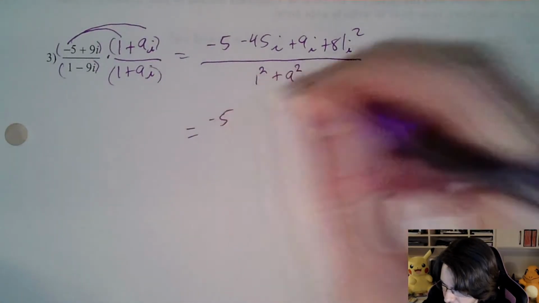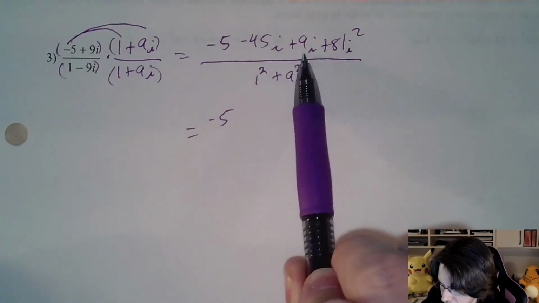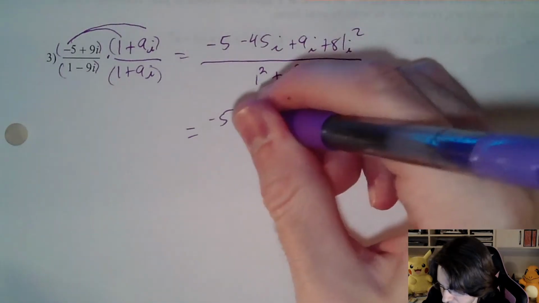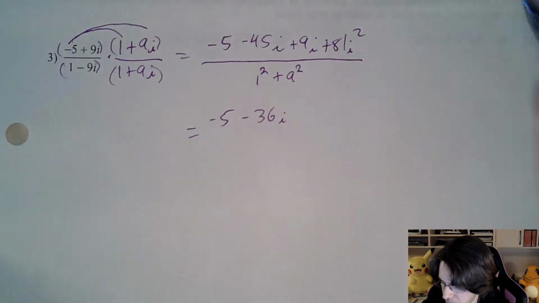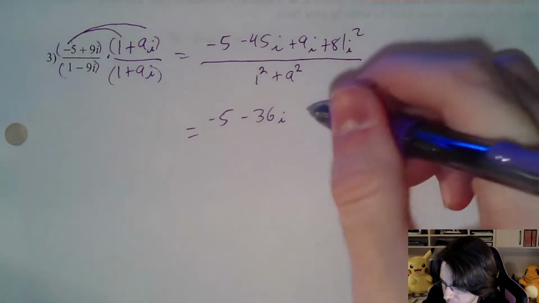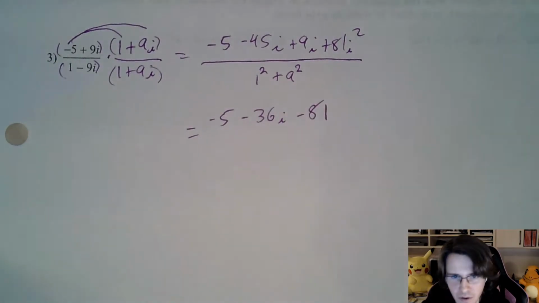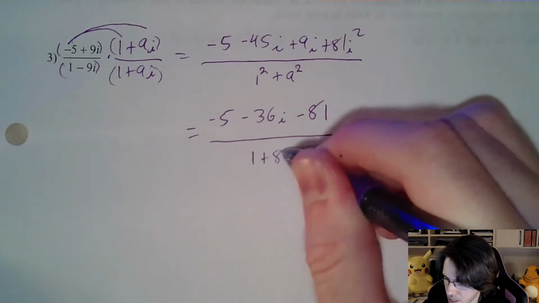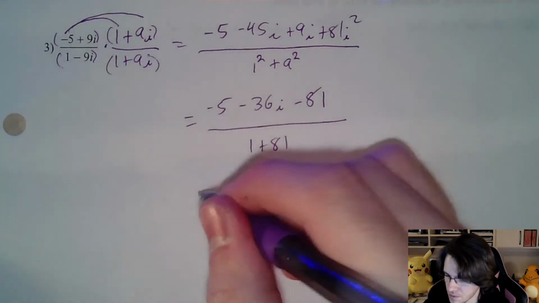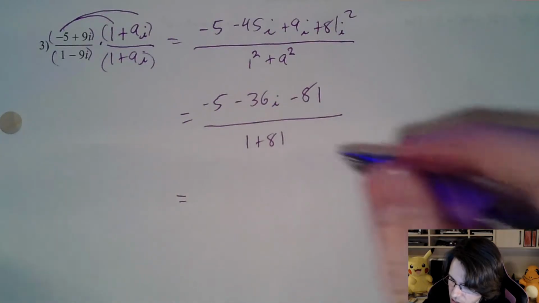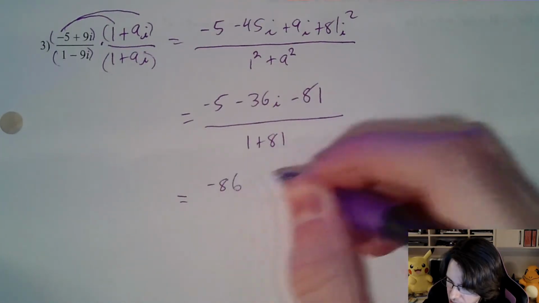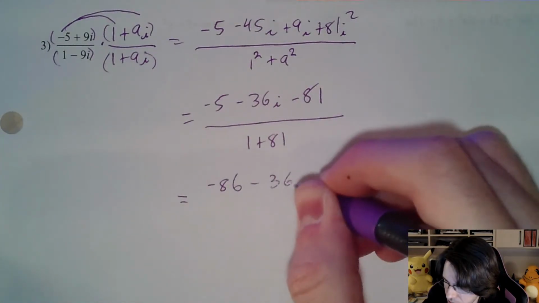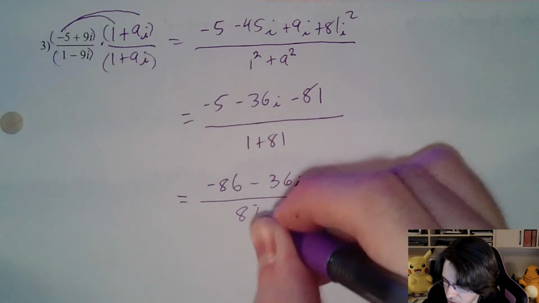So we're going to have -5 there, -45, and +9 is going to become -36 with an i on it. And that +81 becomes a -81 with the i squared. And on the bottom, we get 1 plus 81, just squaring those two. Finally, adding our like terms, we're going to get -86 minus 36i divided by 82.